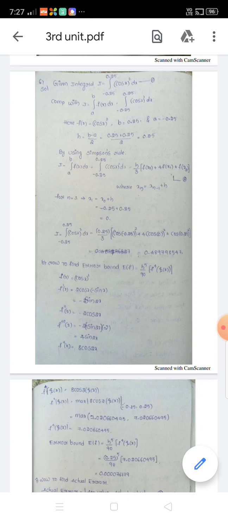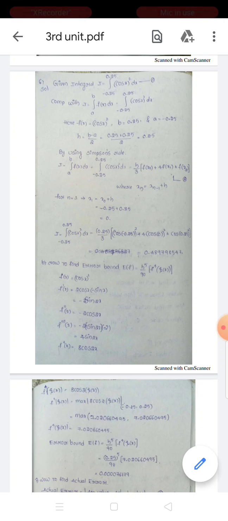0.25. By using Simpson's rule, I equals integral minus 0.25 to 0.25 of cos x square dx, which equals h by 3 into [f of x naught plus 4 f of x1 plus f of x2].